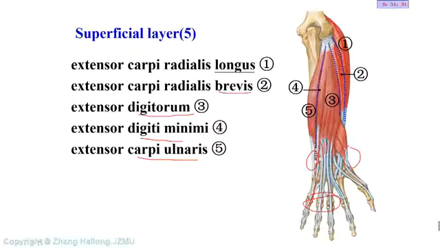Control your wrist to make it extension, and on the ulnar side. And this one is the radial side: extensor carpi radialis longus, radialis brevis. Here is the extensor carpi ulnaris. Okay. All of them function in extension of the wrist and fingers.